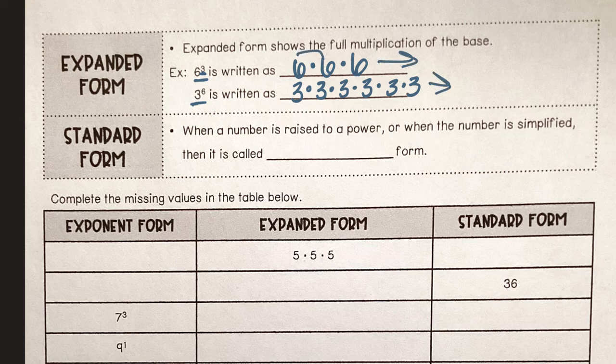Okay? So this would be 6 times 6, which we know is 36, and then you would take 36 and multiply it again by 6 to get your answer, to figure out what that is equal to. Now, standard form, when a number is raised to a power, or when the number is simplified, then it is called the standard form. Okay, so whenever we are solving our problem, whatever your answer is to your exponent problem, that is standard form. Okay, that's your answer. This is equal to your answer.